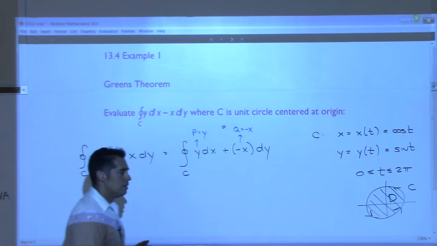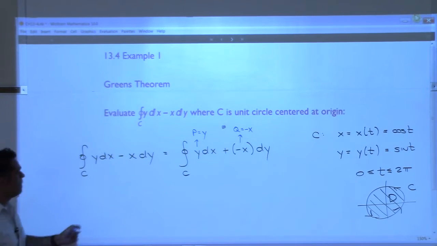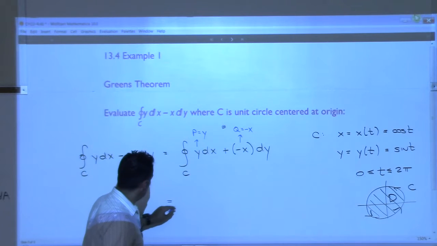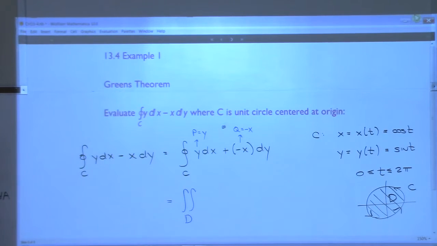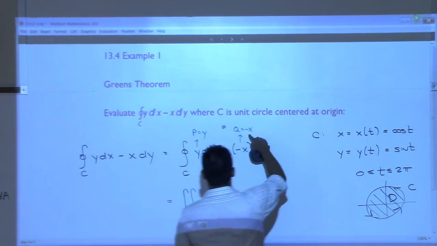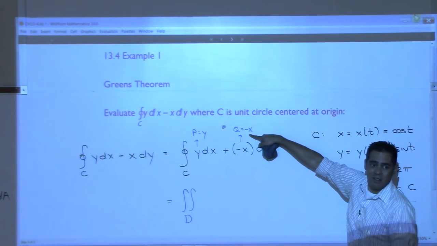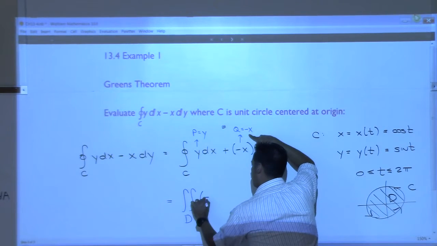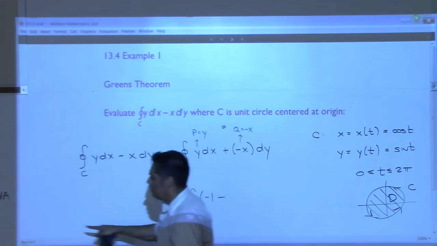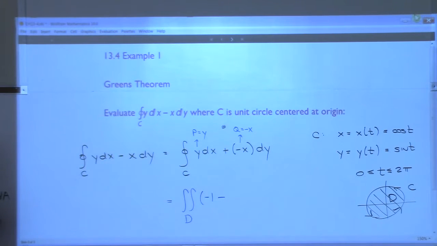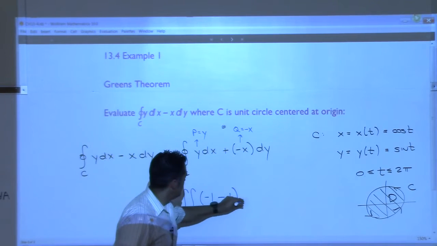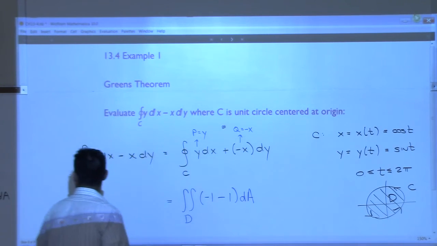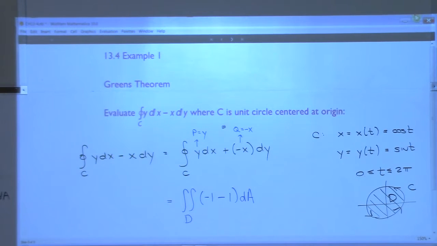Everyone good? So according to Green's theorem, this line integral should convert into the double integral over D of the partial of q with respect to x. What's the partial of q with respect to x? It is negative 1. Minus, right, the partial of p with respect to y. And the partial of p with respect to y would be 1 again. Times dA, right? Okay with that?